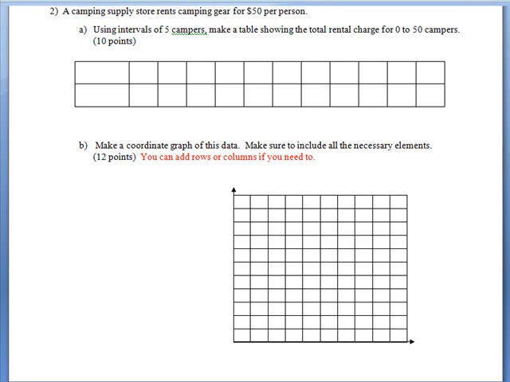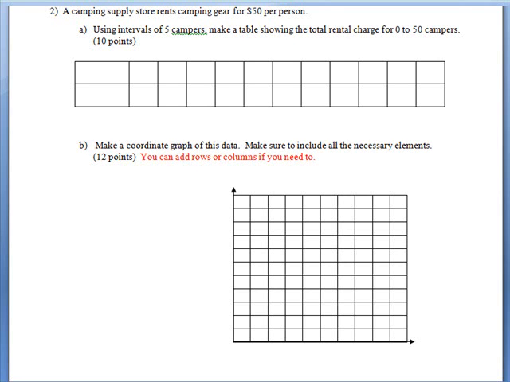This is the Variables and Patterns Test 1 Study Guide, problem number 2. The problem reads, a camping supply store rents camping gear for $50 per person. A says, using intervals of 5 campers, make a table showing the total rental charge for 0 to 50 campers.